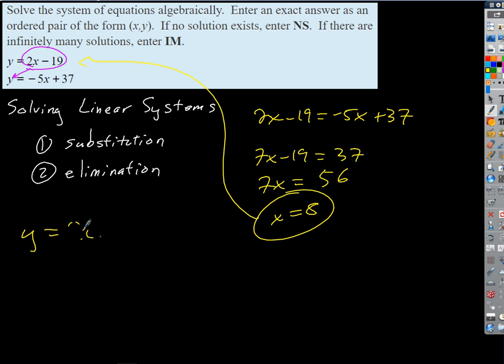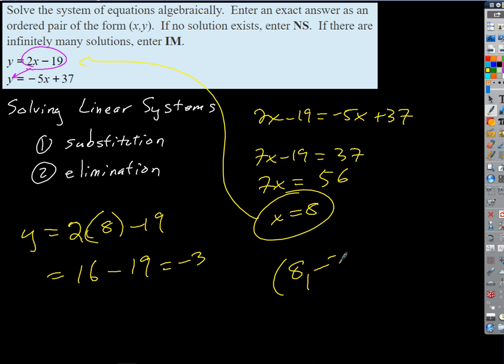So y equals 2 times 8 minus 19. That's 16 minus 19, which is what? Negative 3. Okay? And so then I have the ordered pair, 8, negative 3 is my answer. Right? Okay? So let's try another one. Okay, that's substitution.